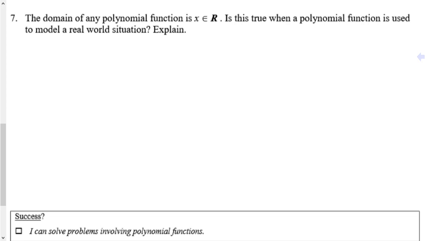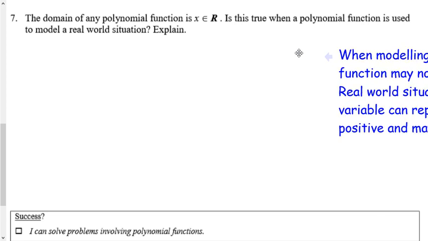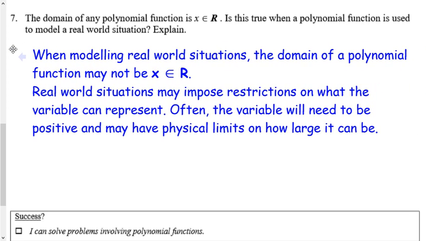Well, here's what I would say. When modeling real-world situations, the domain of a polynomial may not always be x can be any real number. Real-world situations may impose restrictions on what the variable can represent. Often the variable will need to be positive and may have physical limits on how large it can be. I'll come back to the statement in a moment, but first, let's come back and look at this question here.